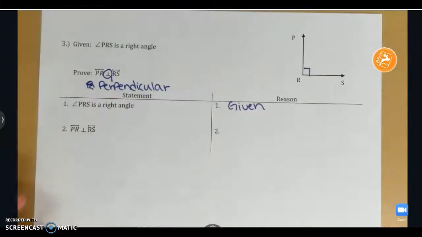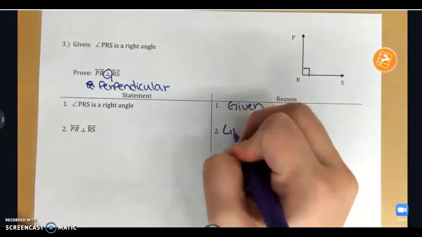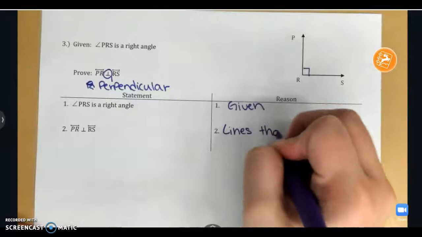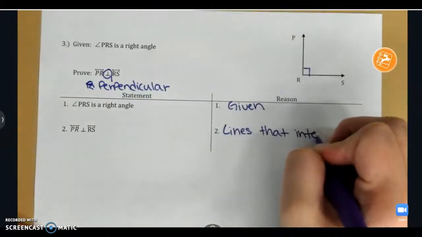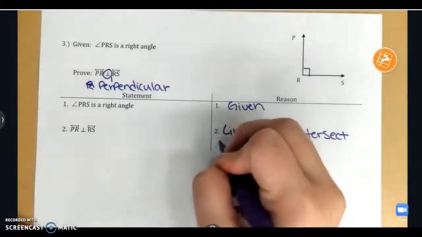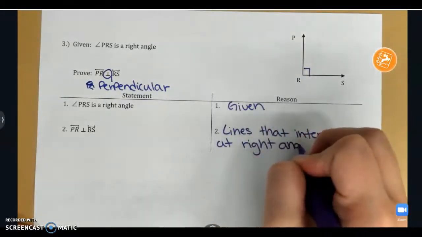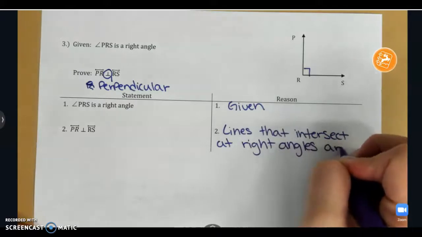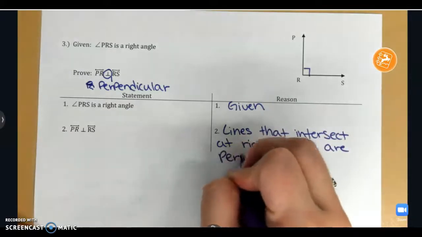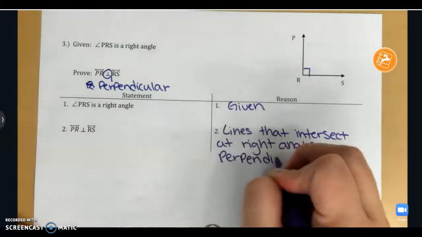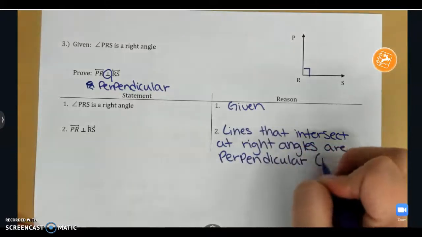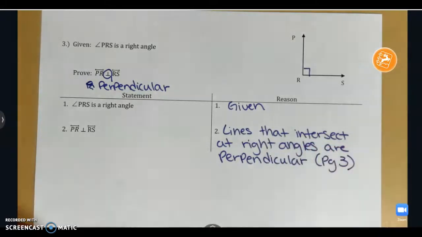So our reason would be lines that intersect at right angles are perpendicular. And that was from page 3 of my dominoes.